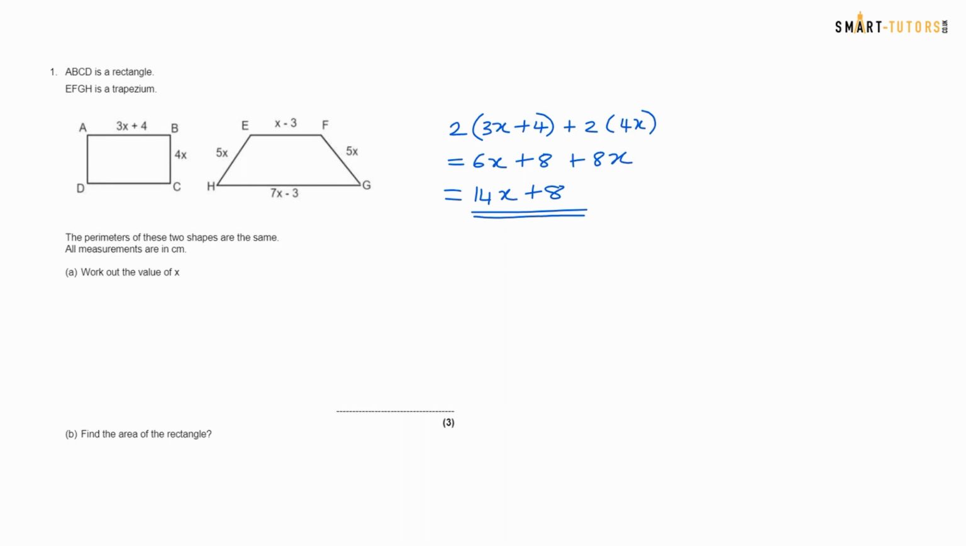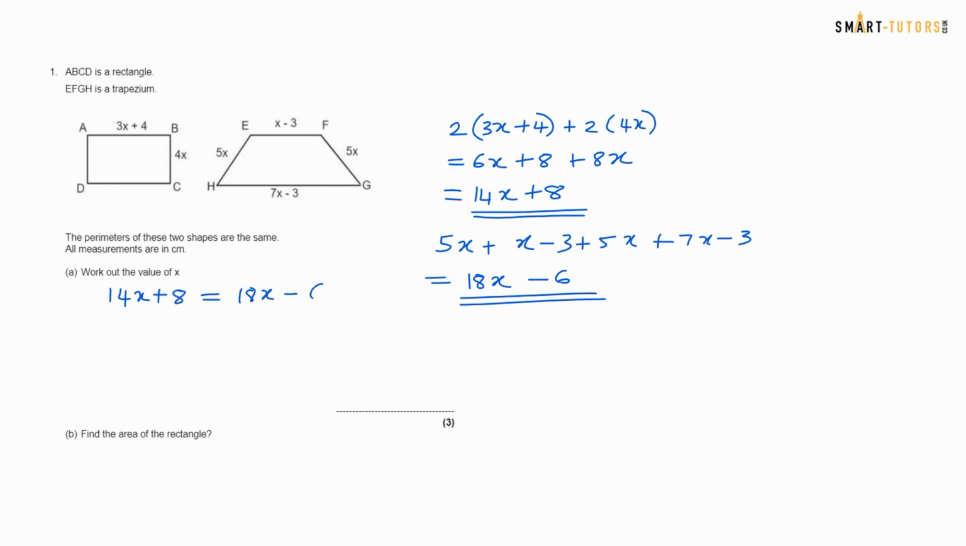Now the perimeter of the trapezium, add all the x's and numbers. So 5x plus x minus 3 plus 5x plus 7x minus 3. If I add all the 5x, x, 6x, 11x, 18x minus 6. So that's the perimeter of the trapezium. Equate that. So 14x plus 8 equals 18x minus 6.